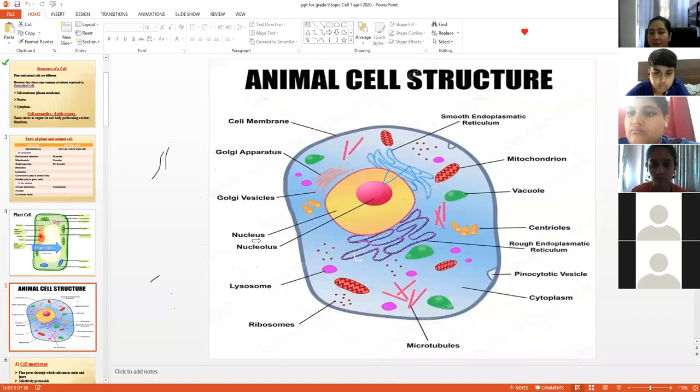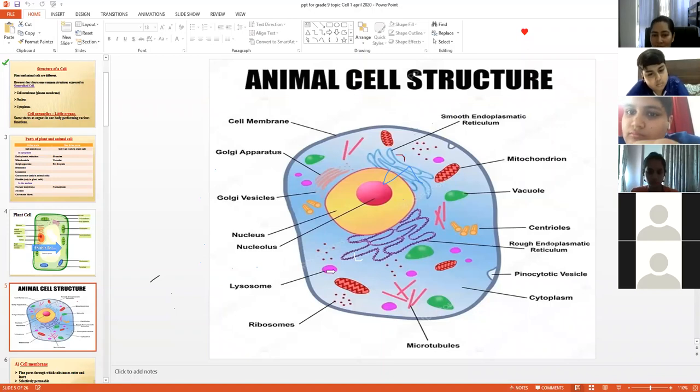Next, we come to an animal cell. Now, children, what is lacking here is a cell wall. Okay. So we start from the outer part. The outer part is called the cell membrane first. Then similar structures, the Golgi apparatus. Yes. Then this is the nucleus. The inside pink portion is the nucleolus.